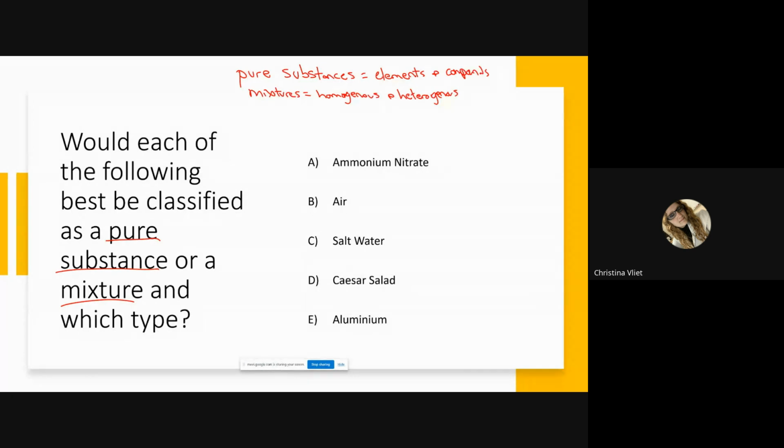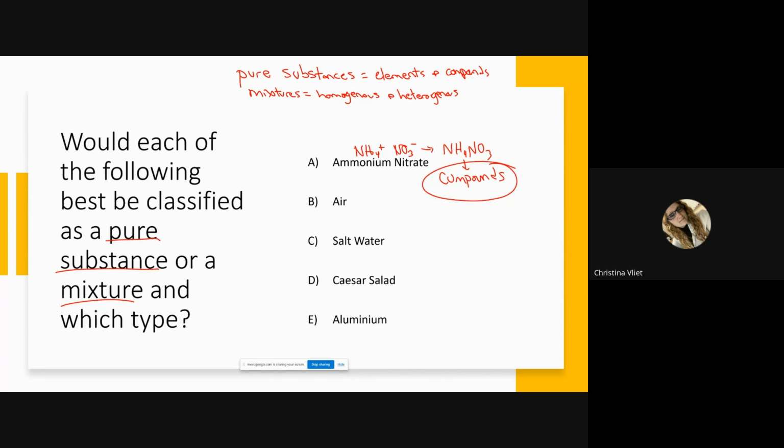Ammonium nitrate. Pure substance or mixture? Pure substance. Ammonium is NH4+. Nitrate is NO3-. Together that makes the compound NH4NO3. This is a compound we learned how to name, and compounds are classified as pure substances because they are the same throughout. It's the exact same elements fused to each other. Ammonium nitrate cannot be physically separated. It can only be separated via chemical reaction.